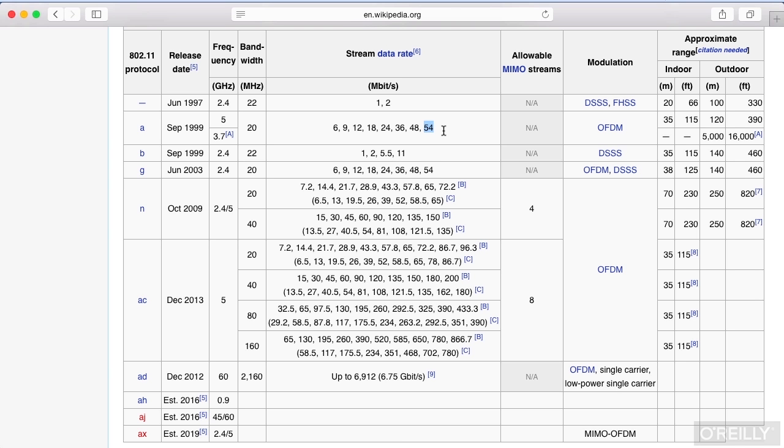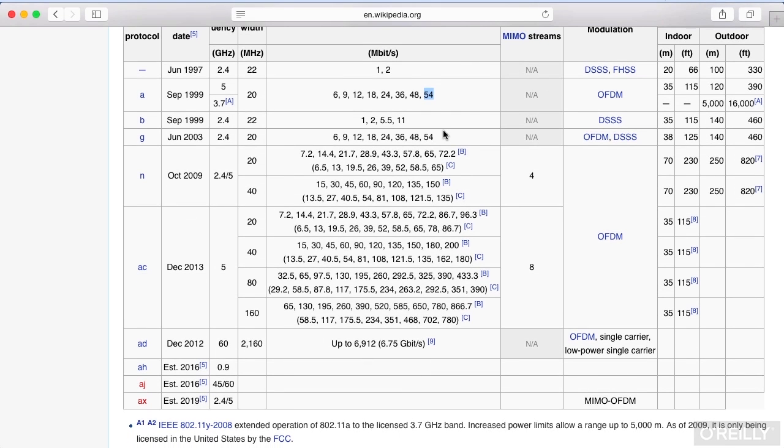You'll also see that there are different modulation schemes, and the modulation scheme has to do with how the data is actually sent through the air over this different frequency. It has to do with how the carrier signal is modulated in order to carry the data. So we've got A, which was released in September of 1999. B was also released in September of 1999. You'll see there's a difference there because 802.11b only supported up to 11 megabits per second. You'll also notice that 802.11a was really in the 5 gigahertz range, where B was in the 2.4 gigahertz range.